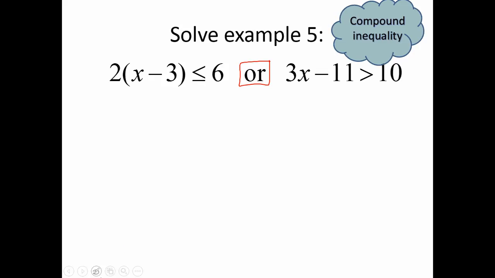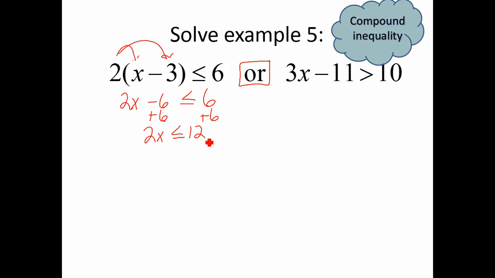So let's go ahead and solve each one separately. So I'm going to solve this part here. I have 2x minus 6 less than or equal to positive 6. I'll go ahead and add the 6 here. 2x is less than or equal to 12. X then is less than or equal to 6 when you divide by 2. I'm going to write the word or now, and now go over to the other side. I'm going to add the 11, add the 11. 3x is greater than 21. Divide by 3, divide by 3, x is greater than 7.